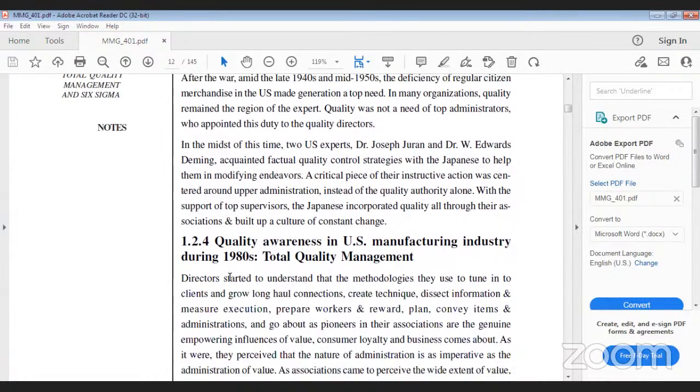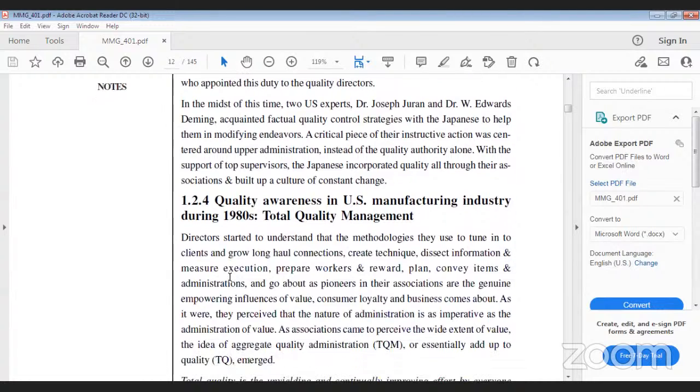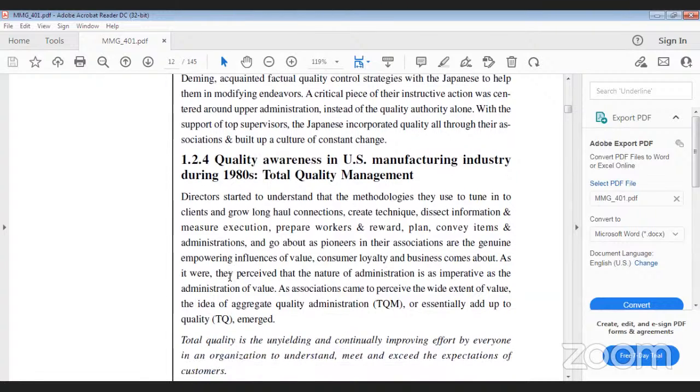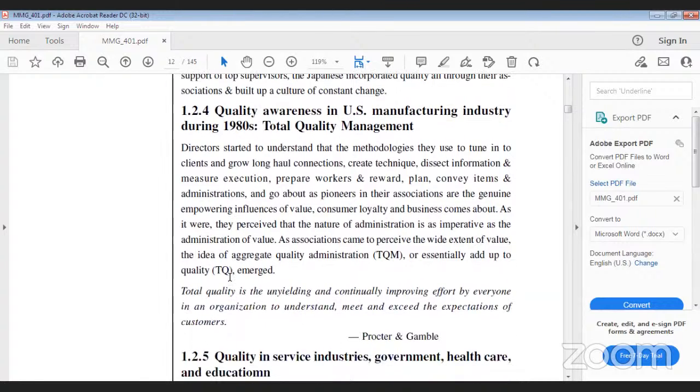Then there are some points about total quality management here. Total quality is involving and continuously improving effort by everyone in the organization to understand, meet, and exceed the expectations of the customer. This is the definition given by Procter and Gamble also. So this was the definition of Procter and Gamble.